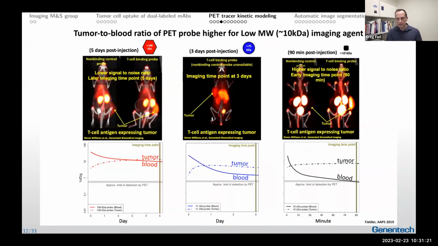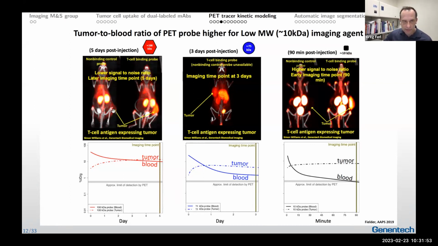As a bit of an aside, but relevant to this, different tracer formats will give you different tumor to blood ratios, or different signal to noise ratios, at your imaging time point. Here are 3 tracers that we evaluated internally. I didn't unblind these, but we can do that. The one on the left is our one-armed antibody, where the tumor to blood ratio at 5 days post-injection in a mouse is quite high.